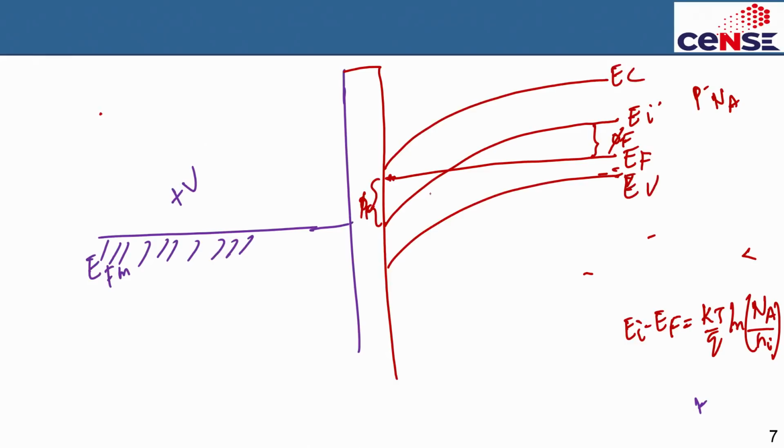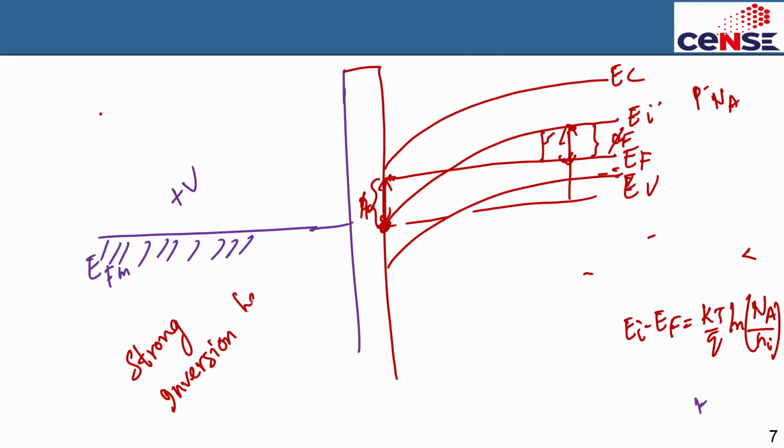So, the total band bending that has happened is from this point to this point, which is 2 times this. This is the same as this. So, at the onset of strong inversion, the total band bending at the interface I call psi s.